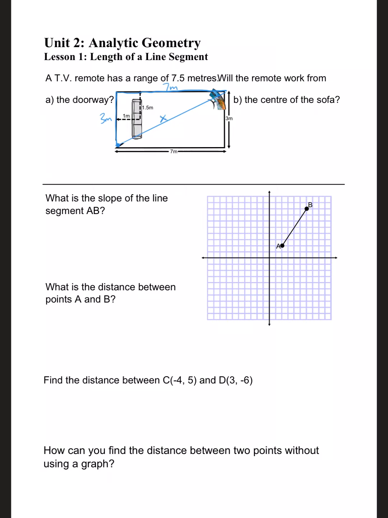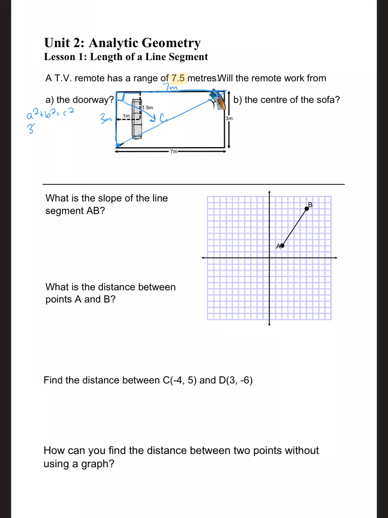It says that the remote has a range of 7.5 meters. So we're trying to see, is that doorway 7.5 meters or less away from the TV, because then it will work. If we have two sides of a right triangle, we should be thinking we can use the Pythagorean theorem: a squared plus b squared equals c squared. Remember, my hypotenuse is always the side across from my right angle. So I'm going to label this side C, and the other two legs are A and B.